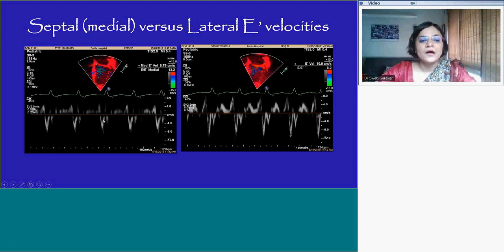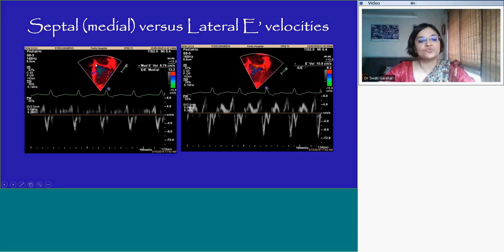Septal display versus the lateral. Remember, the lateral is always higher than the septal because the myocardium moves more there than it does at the septal. Number one. Number two, when we come around to analyzing, what we actually do is we average out the two.